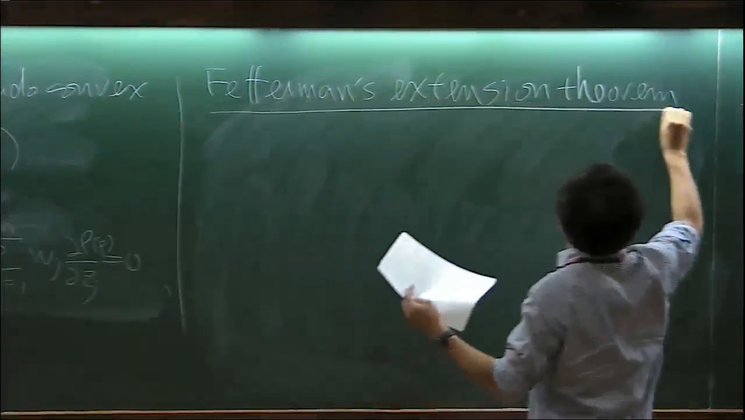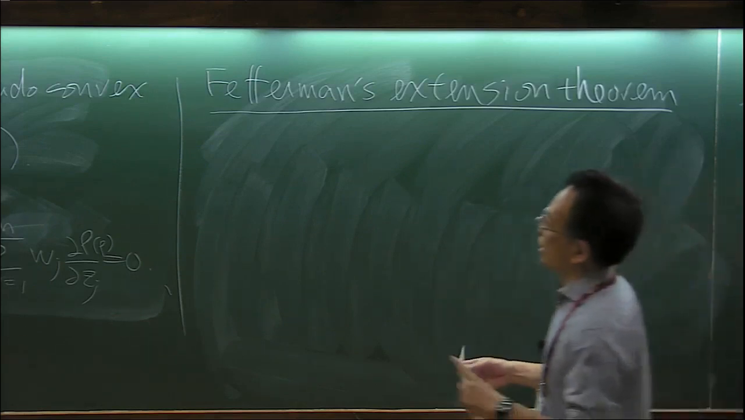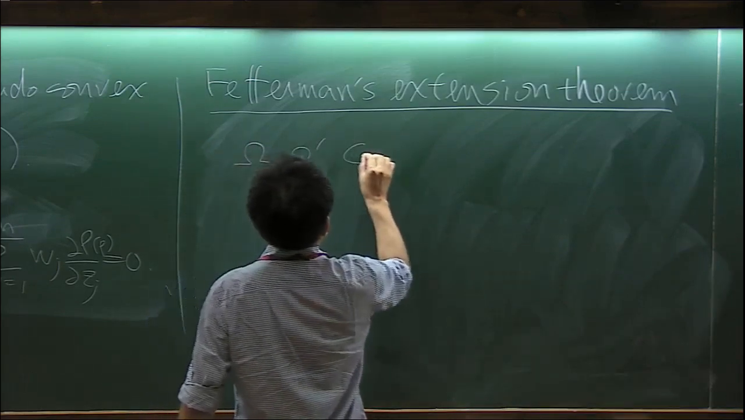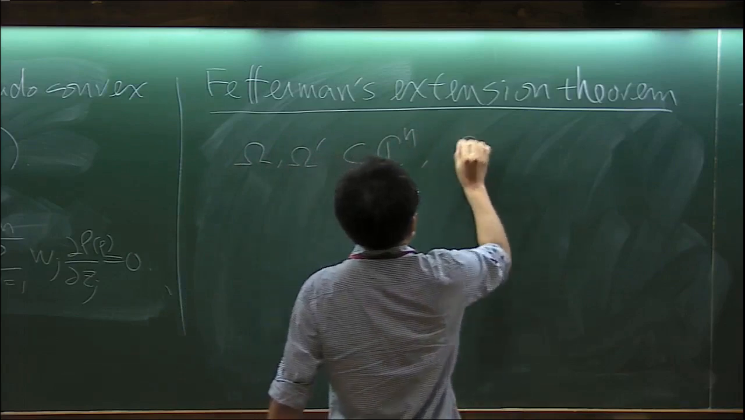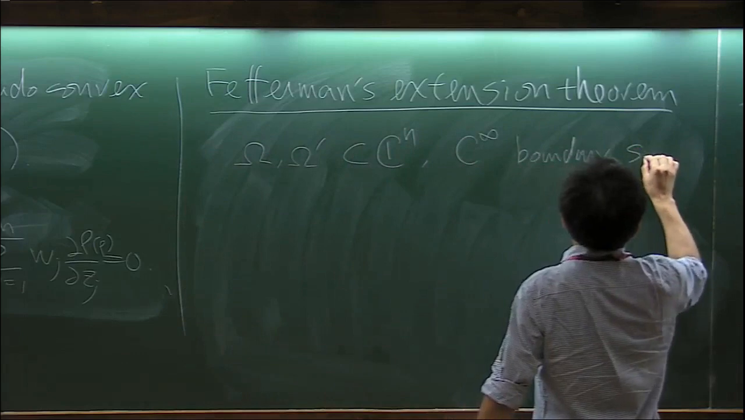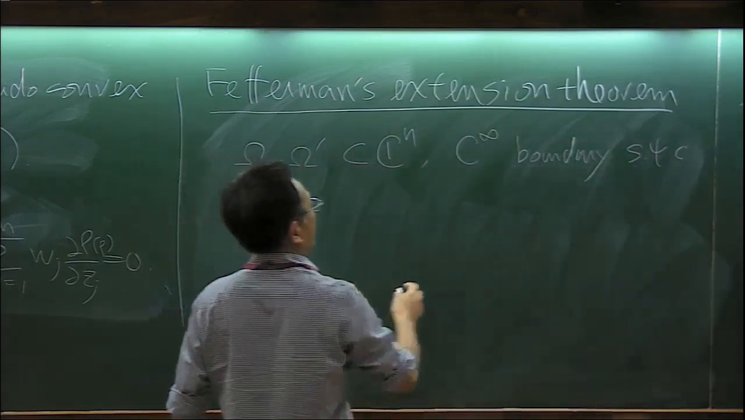Fefferman's extension. In the one-dimensional case, I stated that if the boundary is smooth, the Riemann mapping can be smoothly extended to the boundary. It's also true for higher dimensions if we assume that omega and omega prime in Cn have C-infinity boundary and are strictly pseudo-convex, then maybe the biholomorphic map always extends.